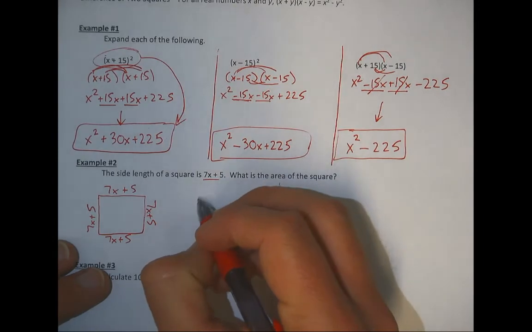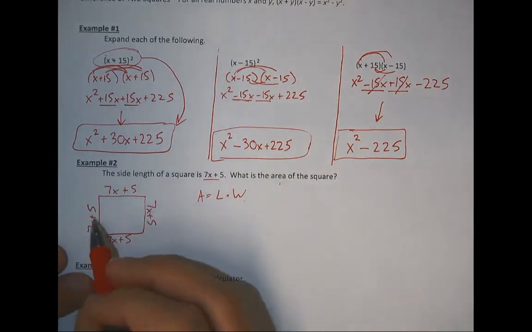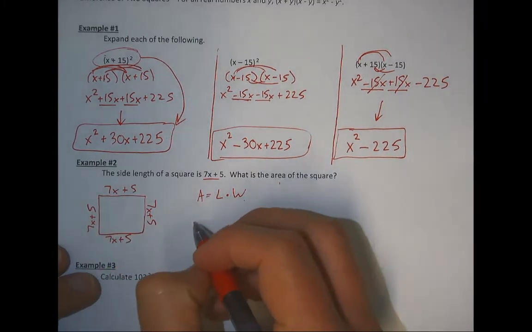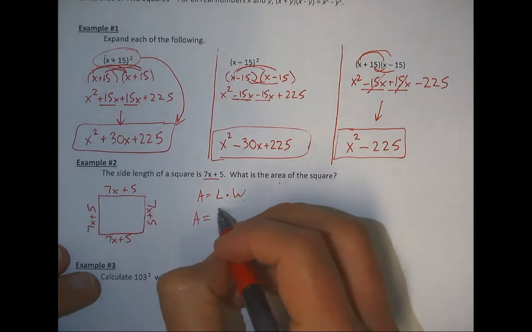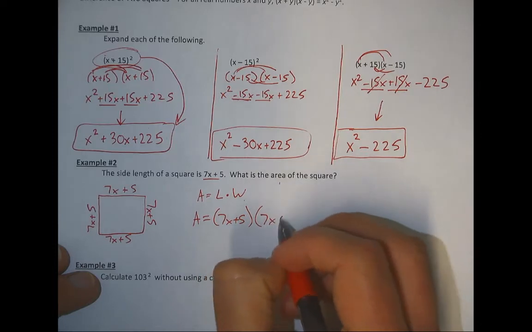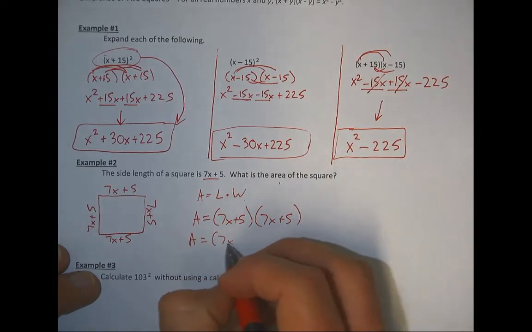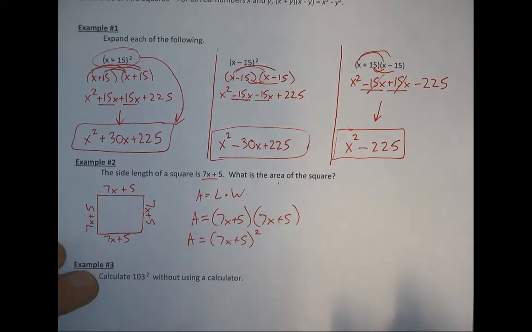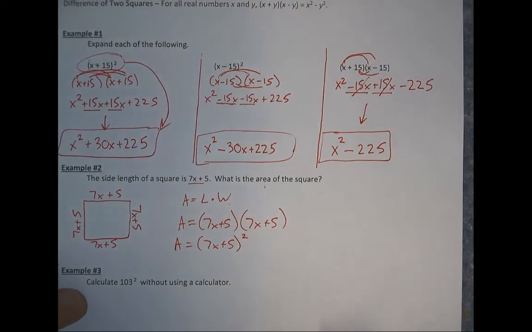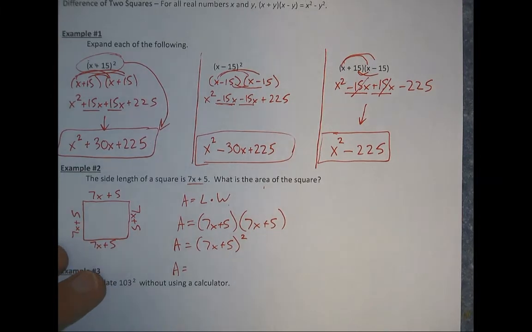Well, we know that area is length times width. Well, in a square, you're multiplying something by itself. Okay, so area is 7x plus 5 times 7x plus 5, which you could rewrite if you wanted to as 7x plus 5 squared. So let's try and use the rule and go straight to the final answer, and then we'll do the work and make sure it's correct.